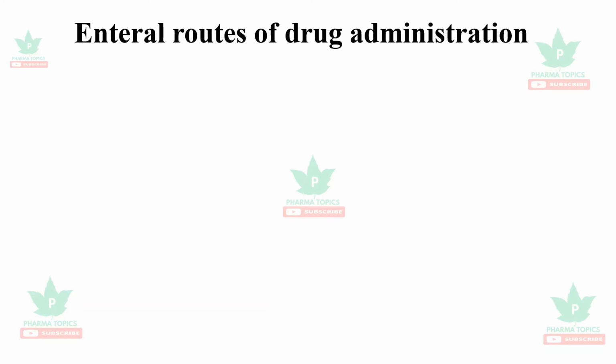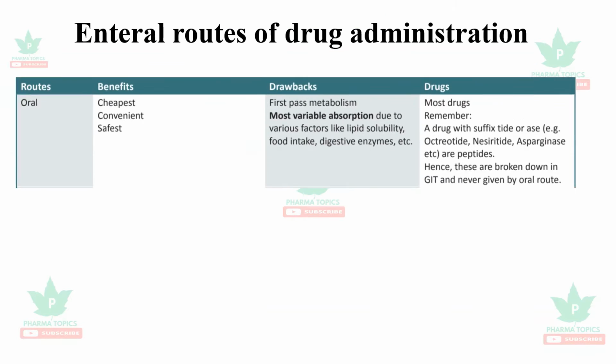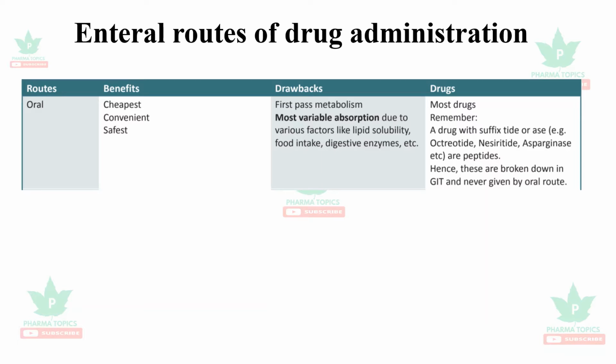For the enteral routes of drug administration, we will see the route, the benefits, its drawbacks or limitations, and some of the classical examples. The oral route is the commonest route of drug administration because it is the cheapest and convenient. The patient can self-administer, and it is the safest route of drug administration. But the drawbacks are that all the drugs pass through the liver before entering into general circulation. So many drugs may get affected through this.